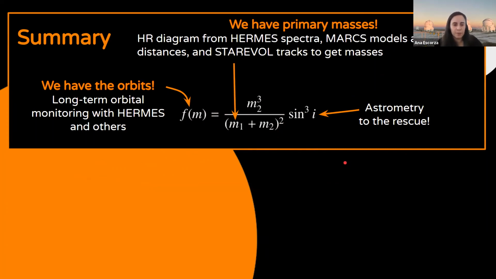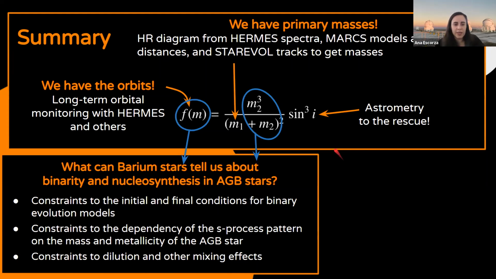these invisible white dwarfs. So going back to the question I threw in my title, what can Barium stars tell us about binarity and nucleosynthesis in AGB stars? Well, they can help us put constraints on the initial conditions of all these models. They can help us put constraints on the dependencies of the S process of nucleosynthesis with mass, for example, or with metallicity. And I only mentioned these before, but depending on what we find, perhaps we discover that dilution is more important than what we thought, that more mass transfer was needed, and there are a lot of questions that we can address with all these data.